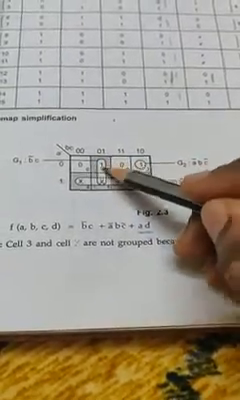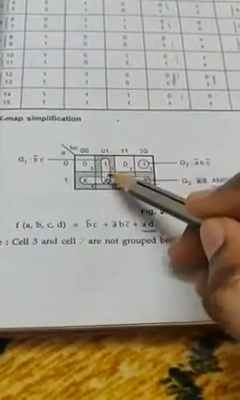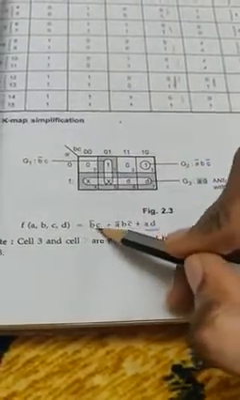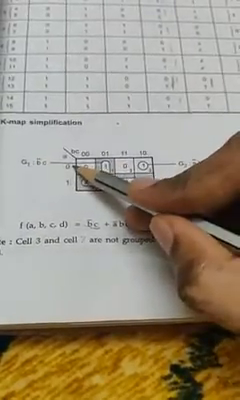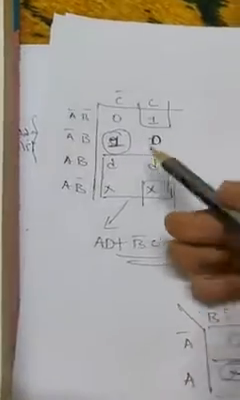Okay, if you want to go with a pair for this one, both cancel. This is B, C. Sorry, B bar C, I have written here. And for this one, A bar B, C bar. Okay, this can be done like this, or we can group like this.